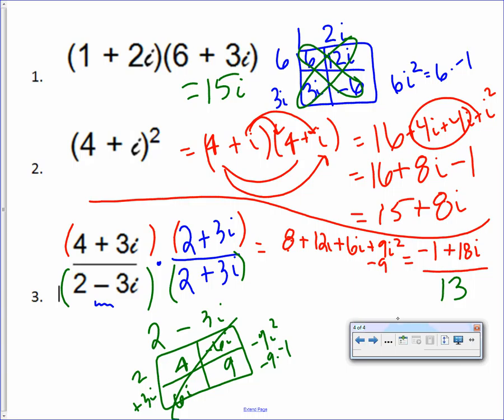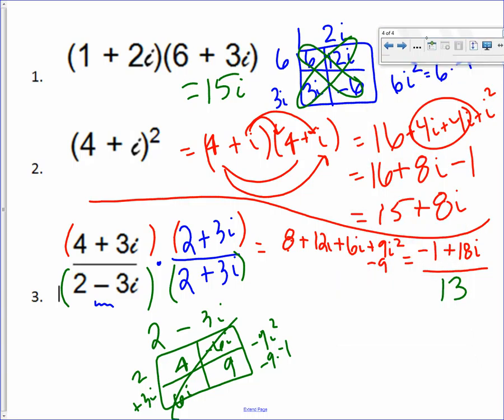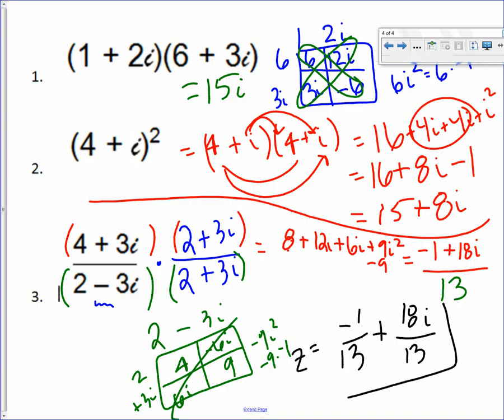So then our last step to simplify this is we just want to write the complex number as real plus imaginary. So the real part is negative 1/13, and the imaginary part is 18/13. So that's the quotient. So bring that into class, and in class we're going to discover how to do this in polar form.